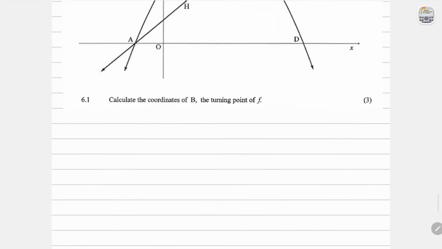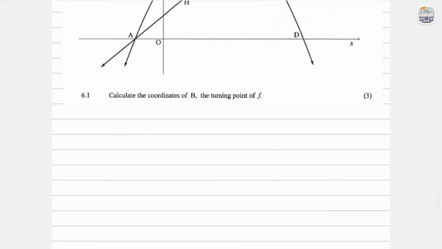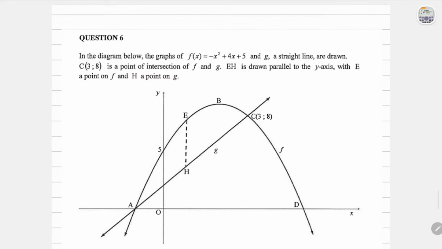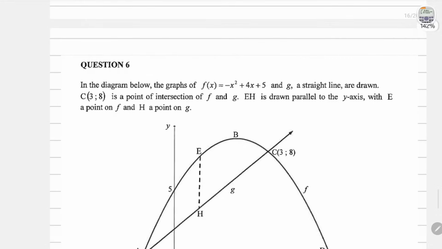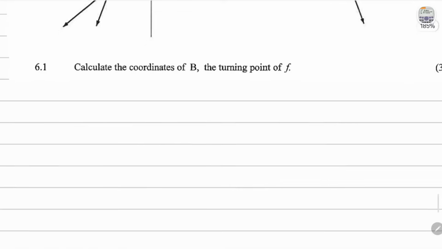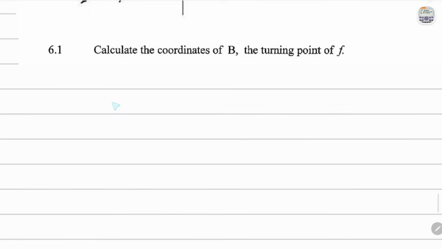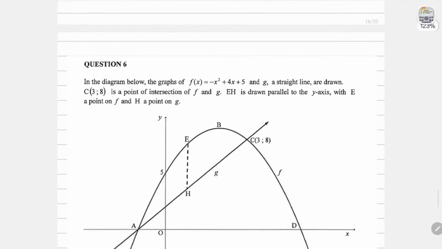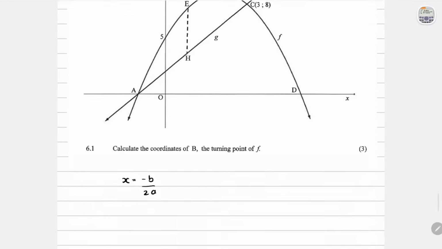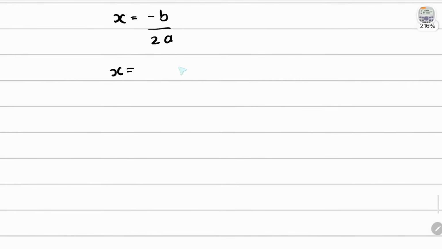The first question, 6.1, asks us to calculate the coordinates of B, the turning point of f. You can see that they gave us our equation in standard form. So when finding the turning point in standard form, we use this equation to find the x value. x equals negative b over 2a, and we substitute our a and b values. a is negative 1 and b is 4. So x equals negative 4 over 2 times negative 1, which means they're both negative. So that's just 4 divided by 2, which is 2.